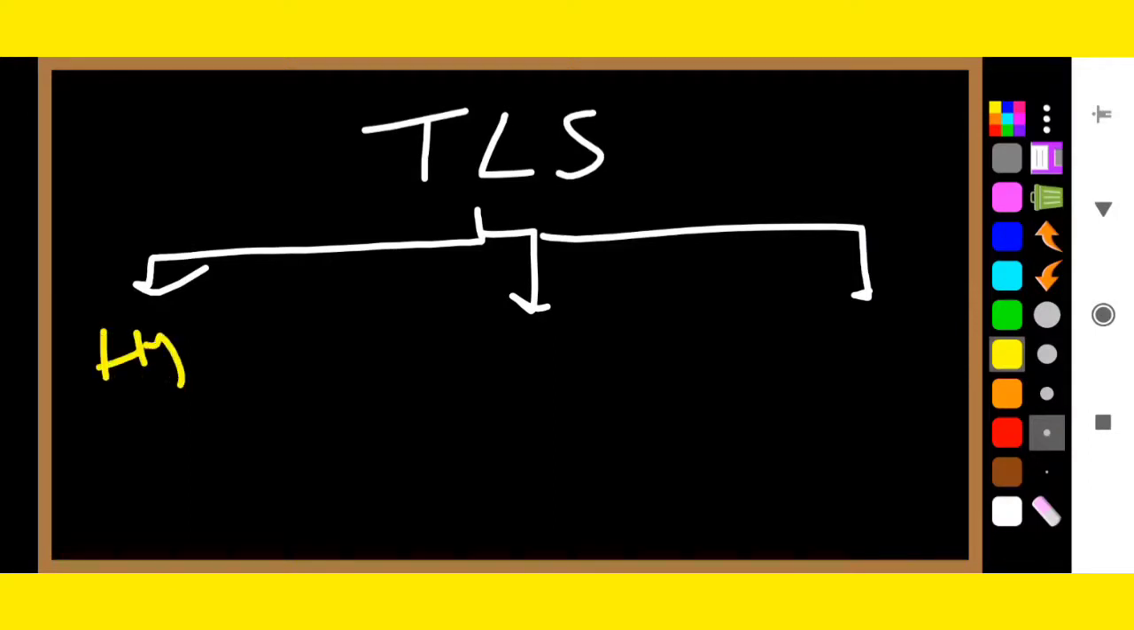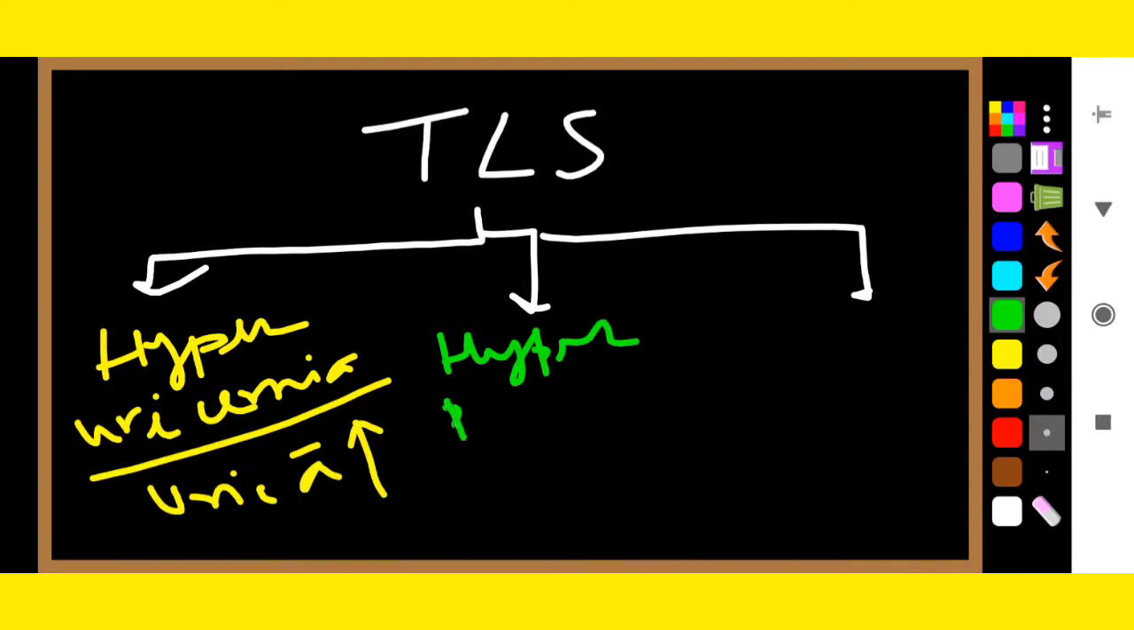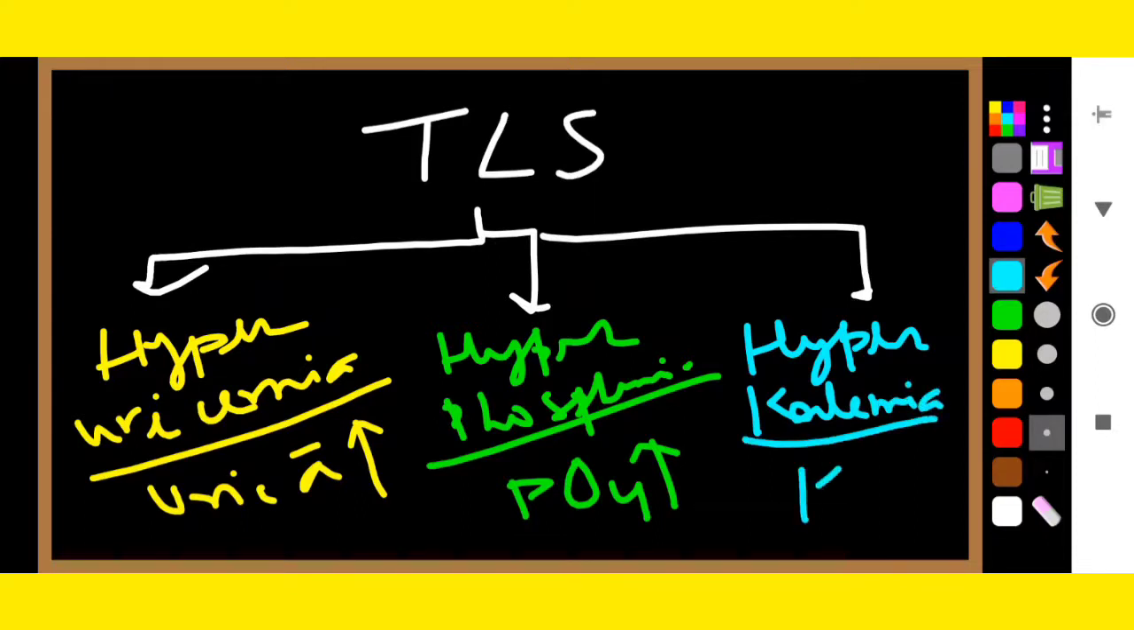One is hyperuricemia. What does it mean? Hyperuricemia means uric acid increased. Next thing which we are getting is hyperphosphatemia. What does it mean? That means increased phosphate levels. The last one which we are getting is hyperkalemia. What does kalemia mean? Increased potassium levels.